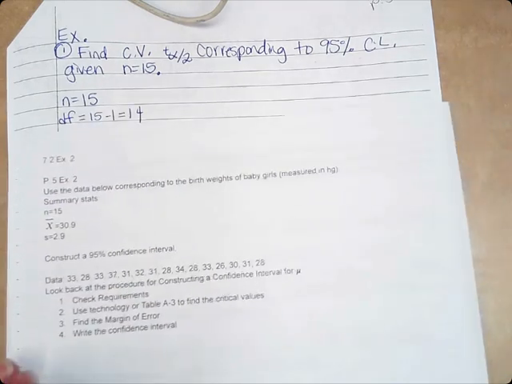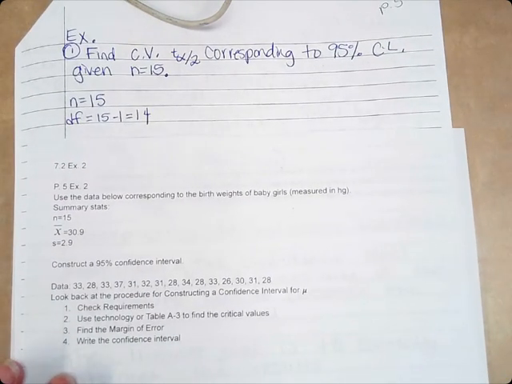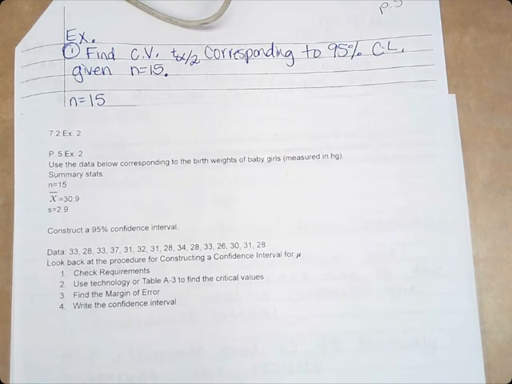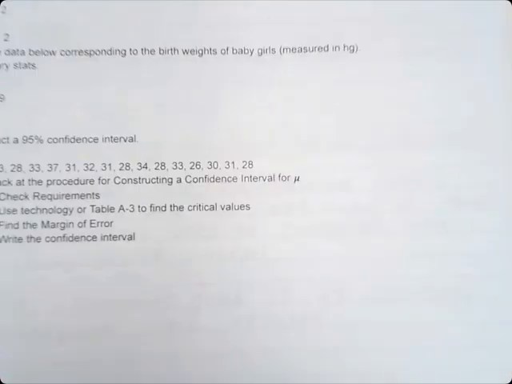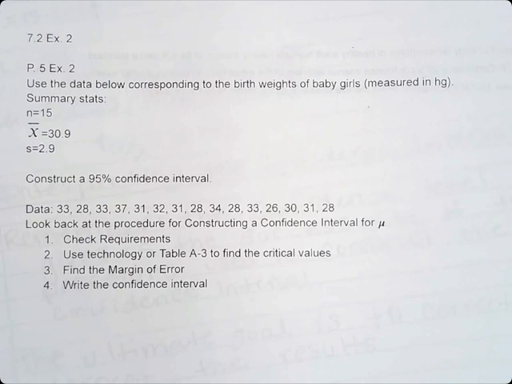Okay, let's go to the next example, the one that I did on a separate sheet that's typed up. Look at this example. It says, use the data below corresponding to the birth weights of baby girls measured in hg. Here's our summary stats. N equals 15. X bar, which is our sample mean, is 30.9. And then our sample standard deviation is 2.9. We want to construct a 95% confidence interval.